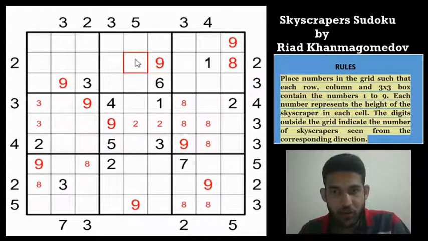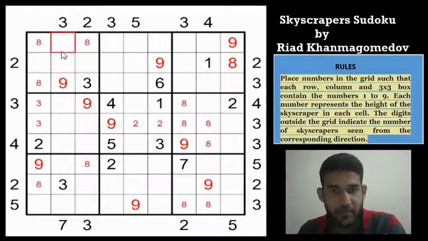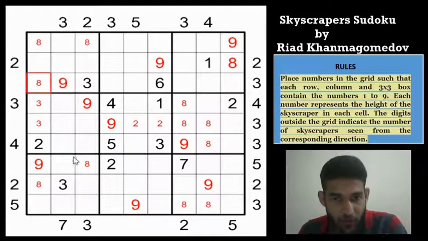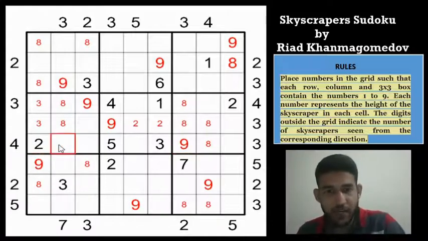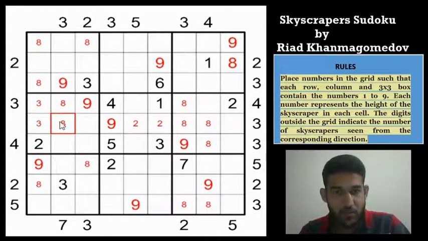So 8 cannot be in row 2 now, which means that 8 in box 1 will be in these 4 cells only, and this 3 clue eliminates the 8 from here, so which means that 8 must go into these 3 cells. And now if you look closely, box 1 and box 7, you can't have 8 in column 2, right? So which means 8 in column 2 would have to go into one of these 3 cells, right? So for the 3 clue you can still have the 8 here, but for the 4 clue you cannot have the 8 here, because then you will see only 3 buildings. So 8 can be eliminated from here. So which means that 8 has 2 possible cells left.